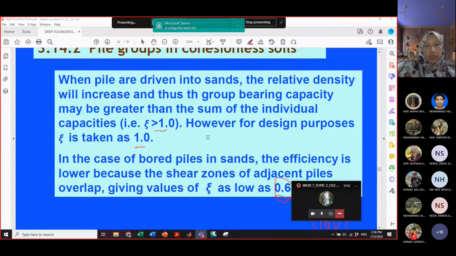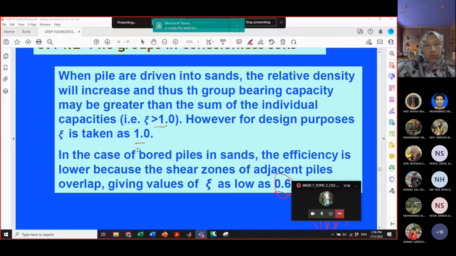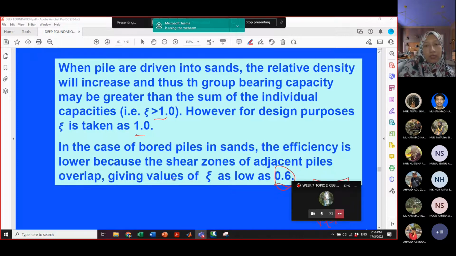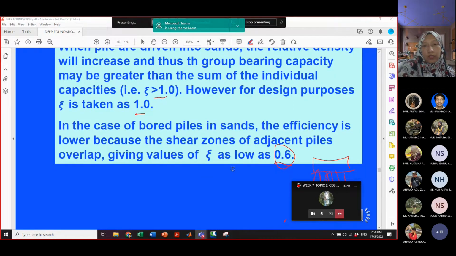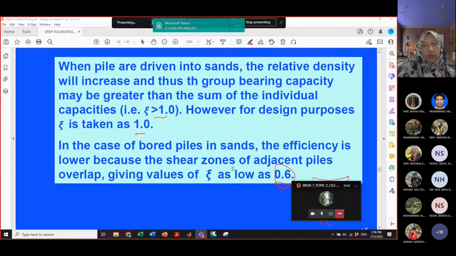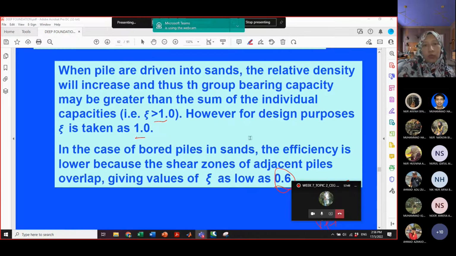However, for design purposes, the efficiency is taken as 1.0. In the case of bored piles in sand, the efficiency is lower because the shear zones of adjacent piles overlap, giving values of efficiency as low as 0.6. So this is the set of requirements if you want to calculate a pile group in sand through the driven method or the bored method.